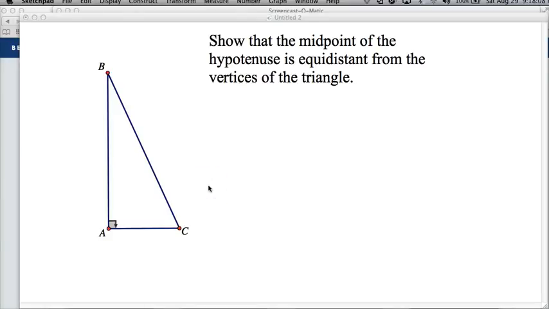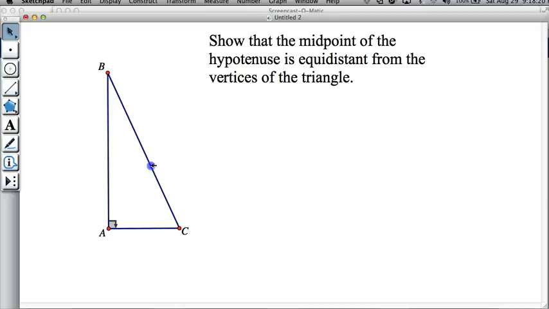And here we are showing that the midpoint of the hypotenuse is equidistant from the vertices of the triangle. So I start this demonstration for students with a right triangle like the one you see here. And we'll go ahead and construct the midpoint of the hypotenuse. All right, and let's call that point, we'll leave it up to Sketchpad to name the point. Okay, it'll be E.